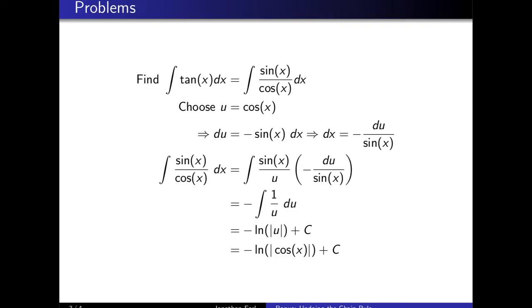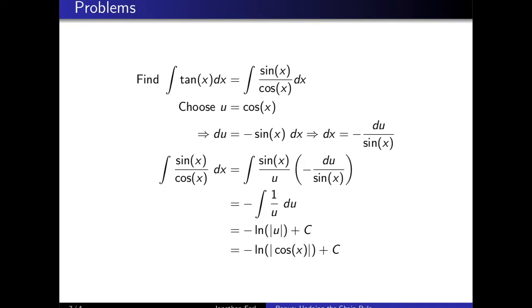Okay, so then we can rewrite dx as minus du over sine of x, and then we'll just substitute in the various things that we've put here. So we'll have sine of x divided by u, where u is cosine, and then that'll be multiplied by our minus du over sine of x, and when we make this substitution, we then get minus the integral of 1 over u du. Again, we'll get minus natural logarithm of absolute value of u plus some arbitrary constant c.